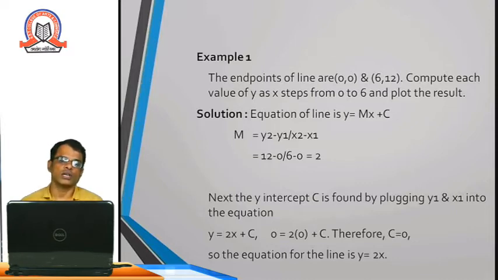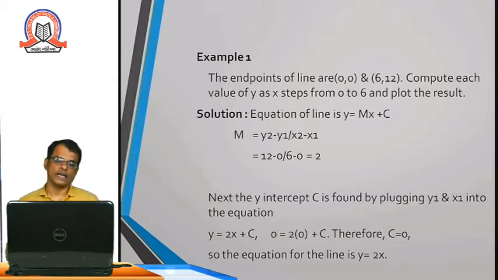To find m, we need to subtract x1 from x2 and y1 from y2. Here y2 is 12 and y1 is 0, so I have to subtract 12 minus 0. And x2 is 6 and x1 is 0, so I have to subtract 6 minus 0. So the division gives 2. So I can say my slope m is 2.